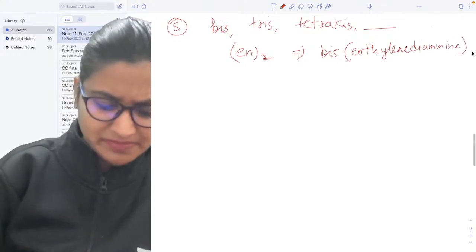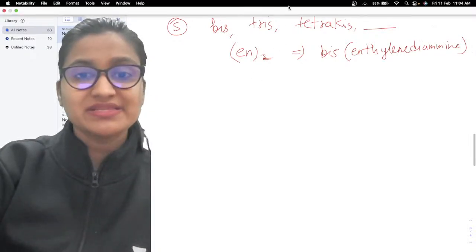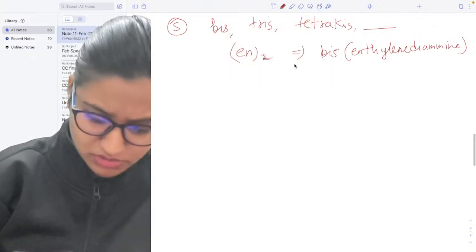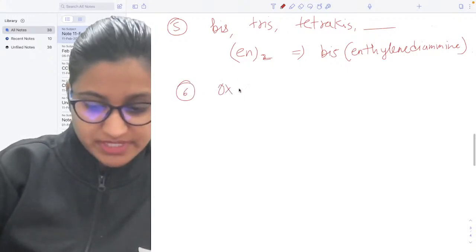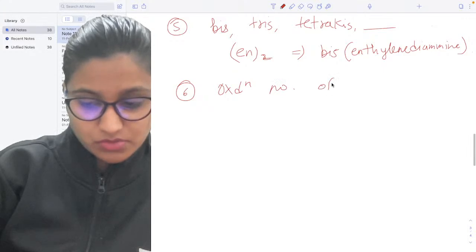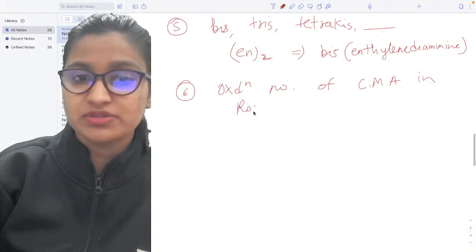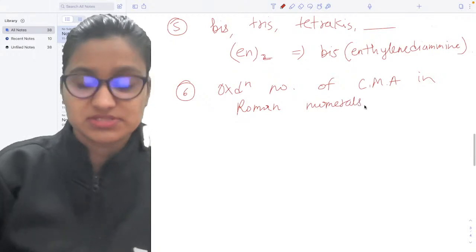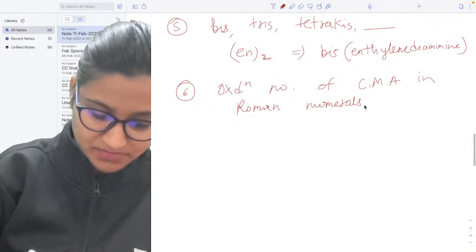Okay, so these are basically the rules. Now simply let's get started with the naming. At the end of the central metal atom you will always write the oxidation number of the central metal atom in Roman numerals. ठीक है, in Roman numerals. So yes, let's get started with the naming.